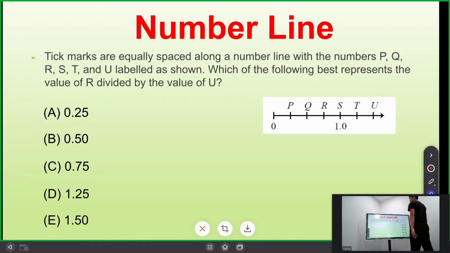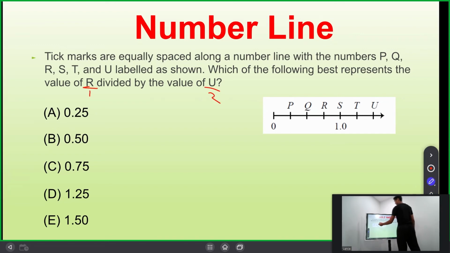So let's first try to solve this problem. What we first need to do is look at what the question is asking us. It's asking which of the following best represents the value of R divided by the value of U. So we need to find the value of R, and the value of U, and then divide them.